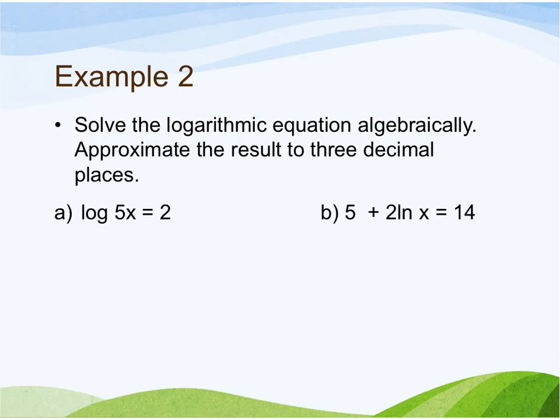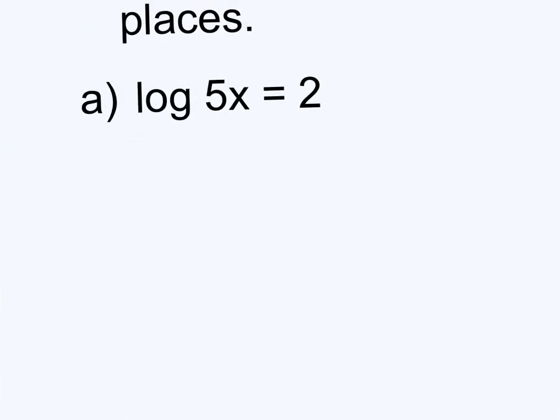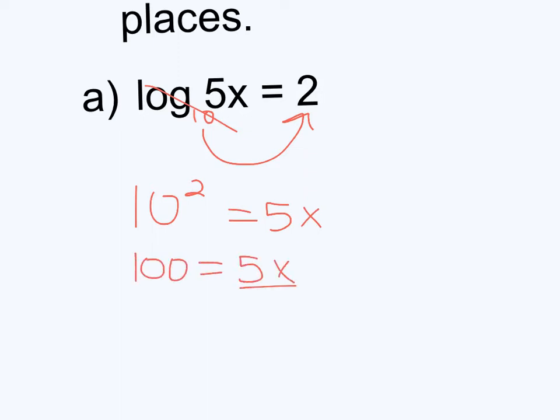All right, so directions say solve the log equation algebraically and then approximate the result to 3 decimal places. So looking at A, which says log of 5x equals 2. First of all, what's the base on log? 10. So this is really log base 10 of 5x equals 2. And then I want to get it into exponential. So the 10 comes over and picks up the 2, drops off, leaving you with a 5x, and I get 100 equals 5x. Divide by 5, and x equals 20.